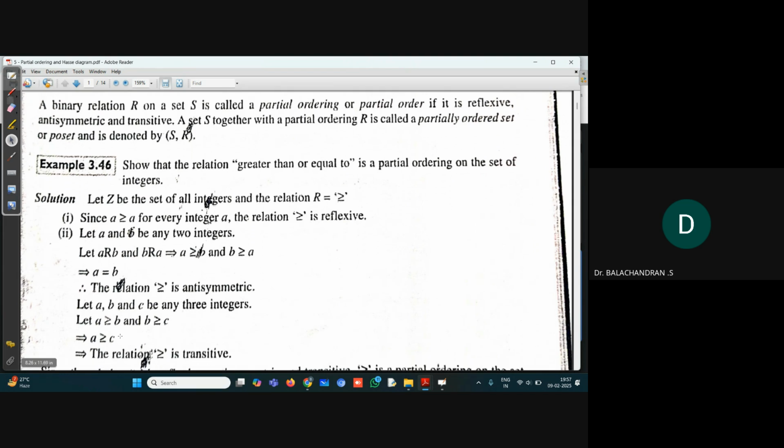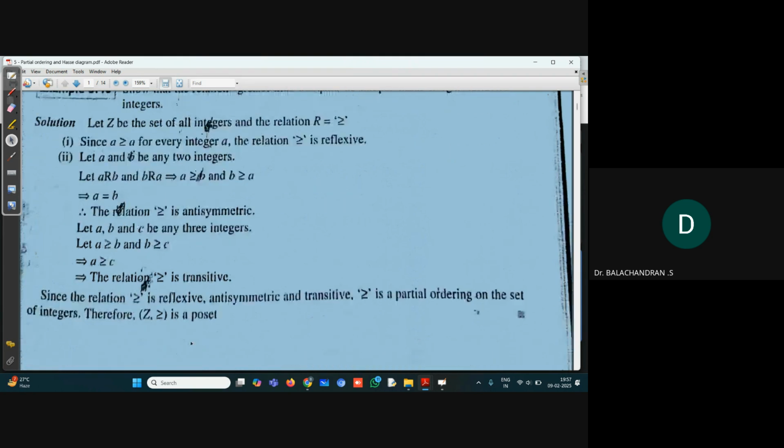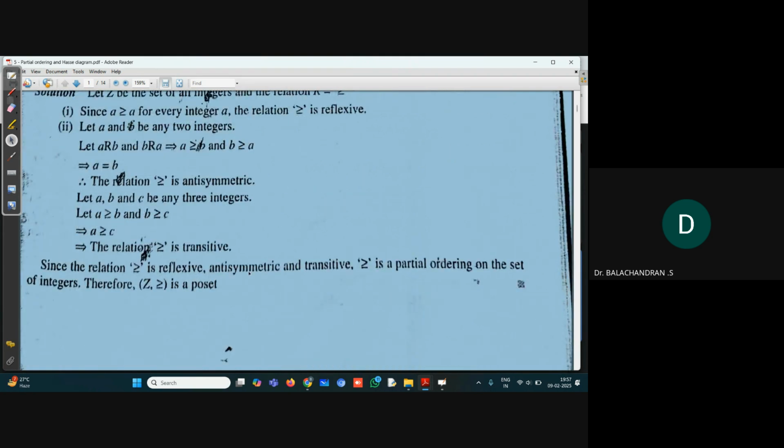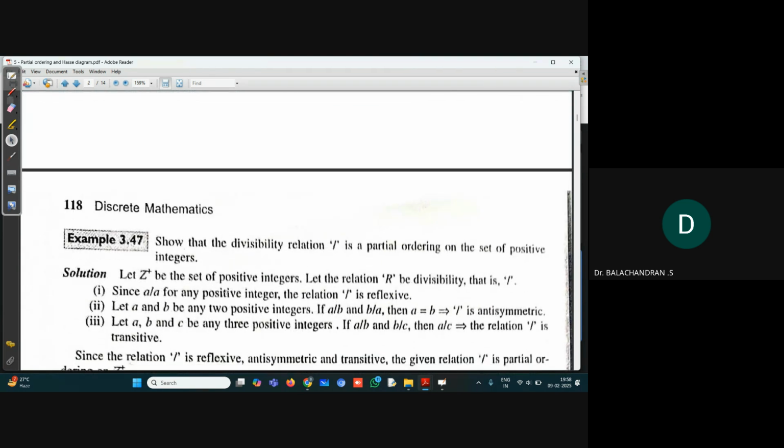A greater than or equal to B. That means A related to B and B related to C implies A greater than or equal to what? C. So it is transitive. So it's reflexive, antisymmetric, transitive. So greater than or equal to is a partial ordering on the set of integers. Therefore, the set of all integers with respect to greater than or equal to is a partially ordered set, or poset.